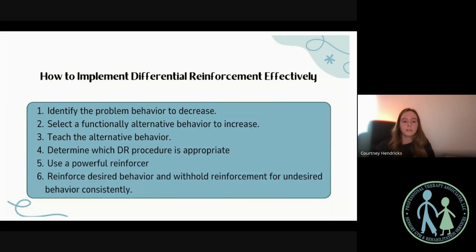To implement differential reinforcement effectively, we can identify the problem behavior that we want to decrease, select a functionally alternative behavior to increase, teach the alternative behavior, determine which differential reinforcement procedure is appropriate, use a powerful reinforcer, and reinforce desired behavior and withhold reinforcement for undesired behavior consistently.